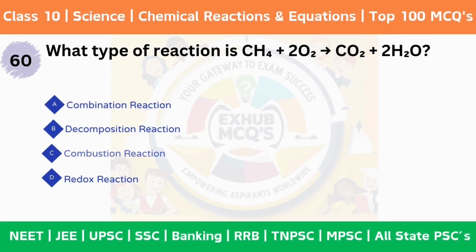MCQ 60. What type of reaction is methane reacting with oxygen to produce carbon dioxide and water? Option A, combination reaction. Option B, decomposition reaction. Option C, combustion reaction. Option D, redox reaction.